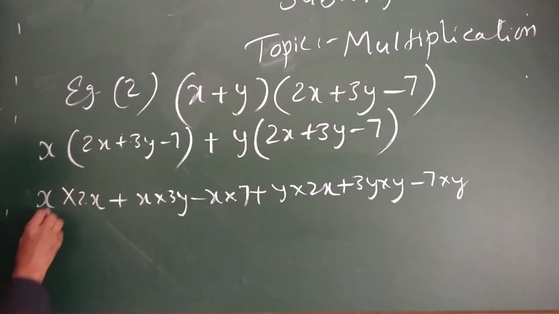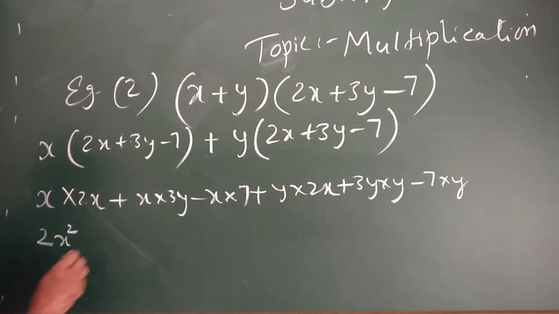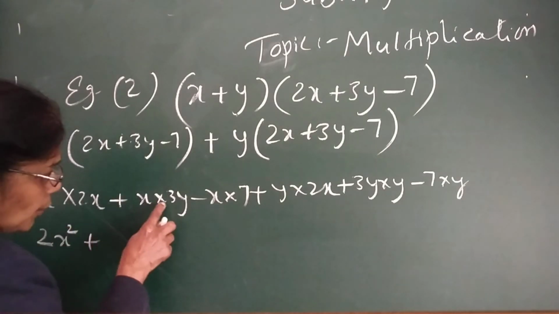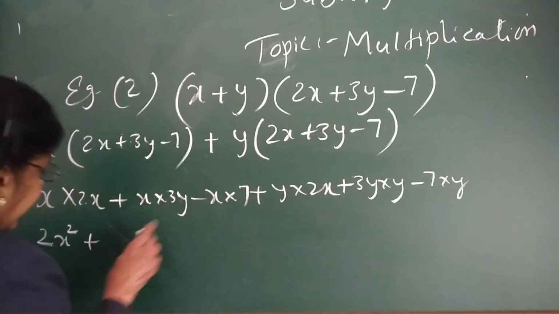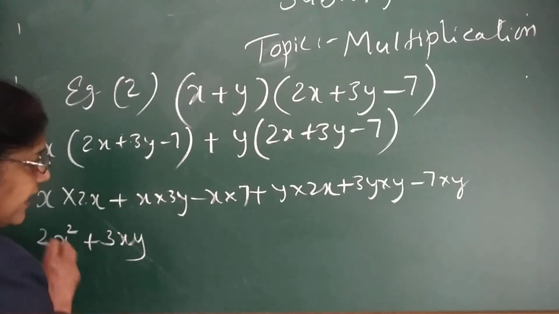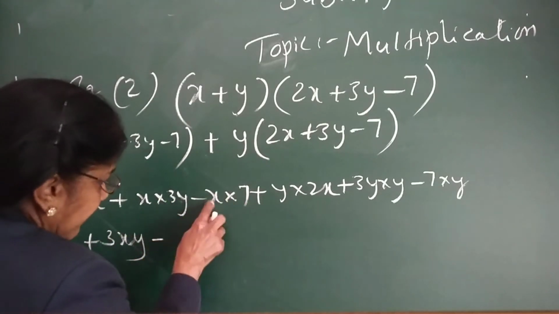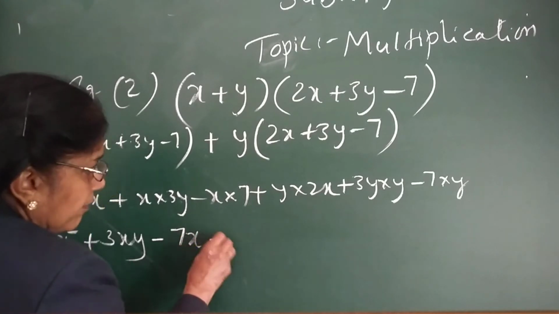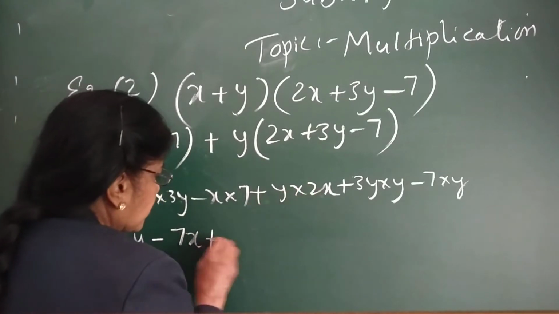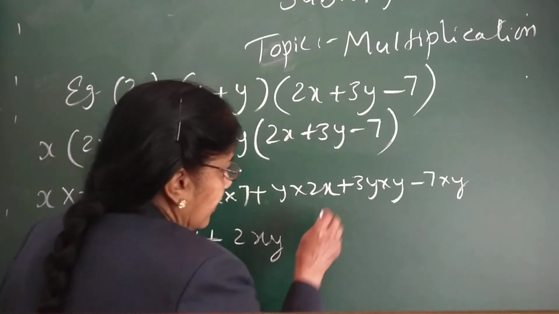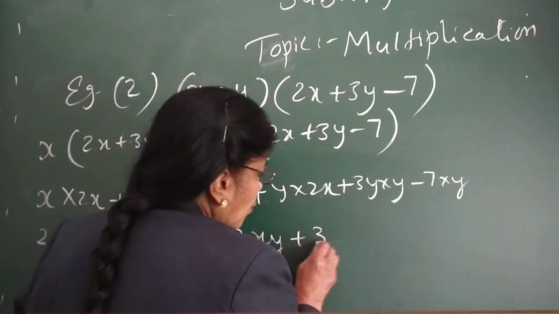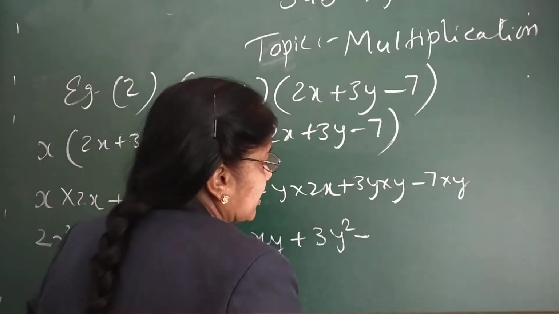1 into 2 is 2. x into x is x square. Plus 1 into 3 is 3. x into y is 3xy. Minus 7 into x is 7x. Plus 1 into 2 is 2, 2xy. Plus 3 into 1 is 3. y into y is y square.